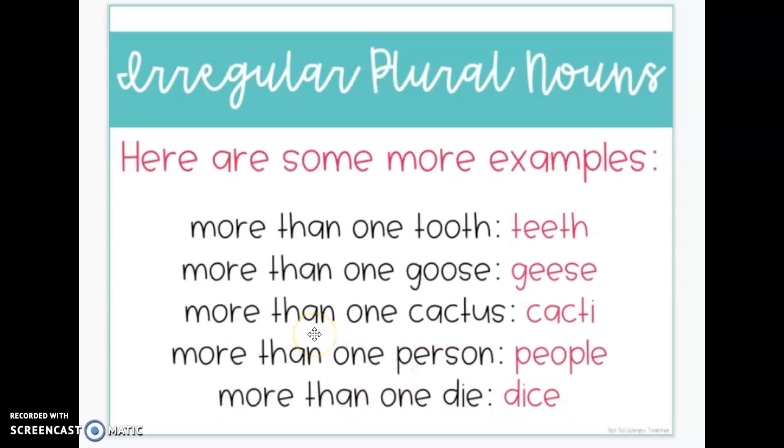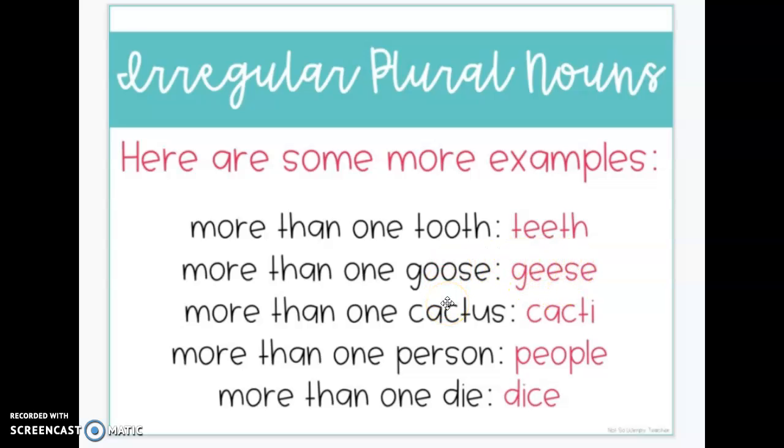So let's look at some more examples. If you have more than one tooth, you have teeth. And I know you guys know that and you say it correctly. Excellent. So tooth changes to teeth. And if you look here, it is just the vowels that we're changing. Let's look at goose. If you have more than one goose, it changes to geese. And once again, our vowels are changing.